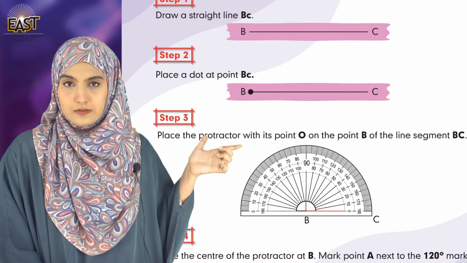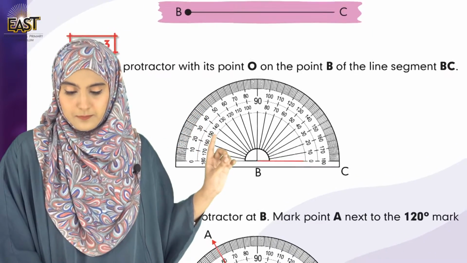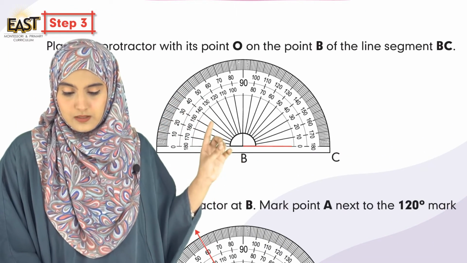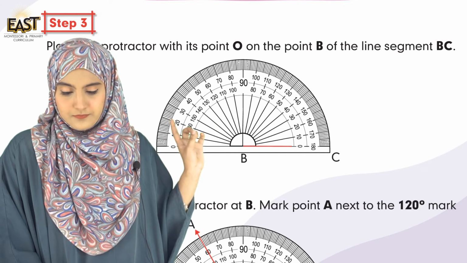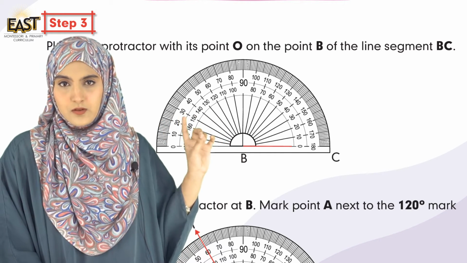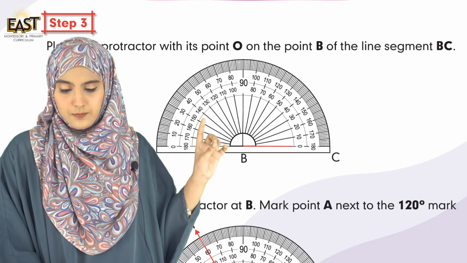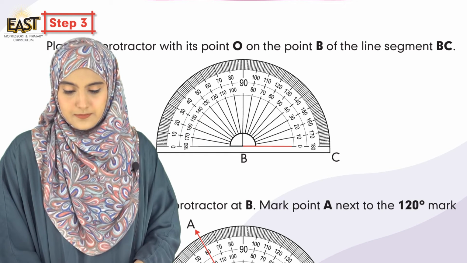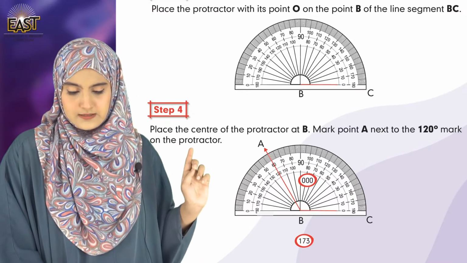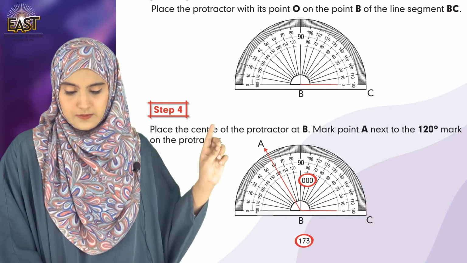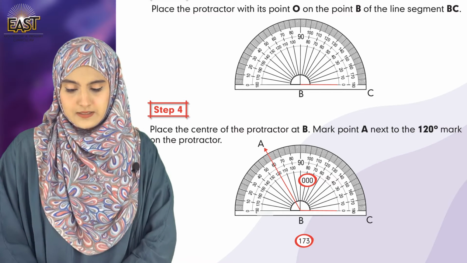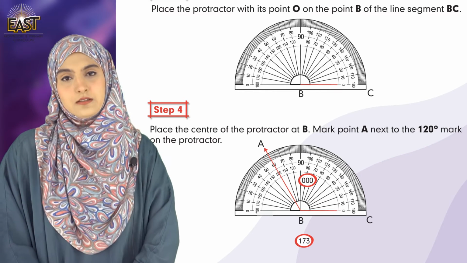In your protractor, in the center there is a dot, which is known as 0 as well. Okay, that 0 in the middle is also known as the arm. Place it on the point B of the line segment BC. Step 4 is to place the center of the protractor at B. Mark point A next to the 120 mark on the protractor.